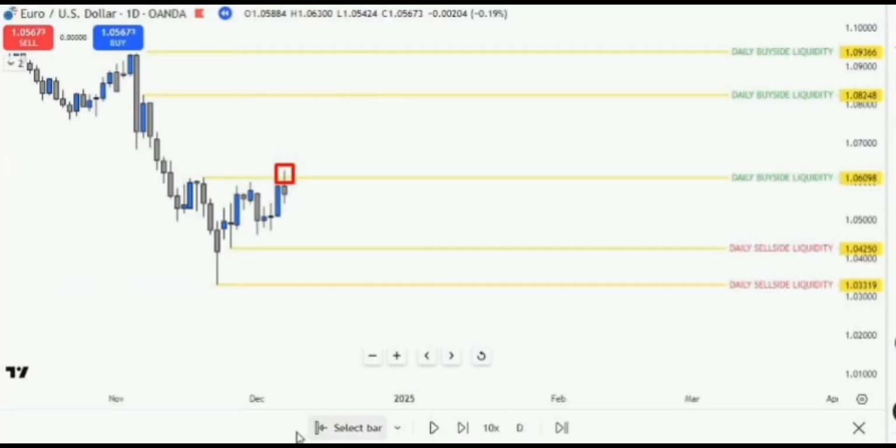Okay, so next thing we're going to take a look at is relative highs and relative lows and old highs and old lows. What it means is that the two swing highs or the two swing lows are very, very close to each other.